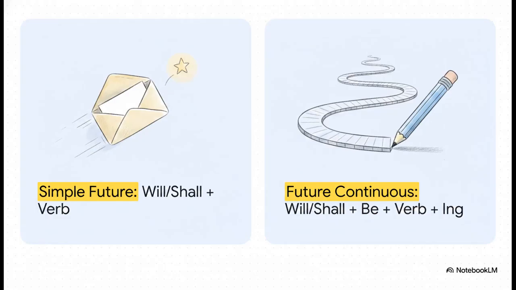Let's contrast the first two right off the bat. The simple future is for a basic upcoming action. The formula is subject plus "will" or "shall" plus verb. She will write a letter. Very straightforward. But if we expect that action to be ongoing in the future, we use the future continuous. The equation expands. Subject plus "will" or "shall" plus "be" plus verb plus -ing. She will be writing a letter. That little "be" variable is doing a lot of heavy lifting there to keep the action in motion.